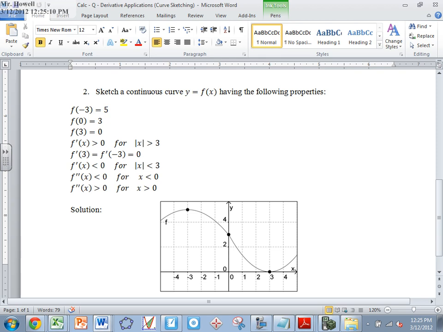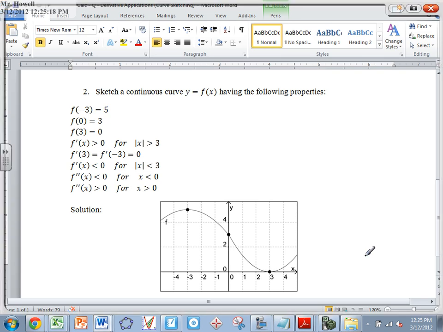So let's write down what each property means. Okay. What does the first property mean, everybody? Point. What does it mean? The point exists. What's the point? Negative 3, 5. Well, take a look. There's the point right there. So I start by graphing that.